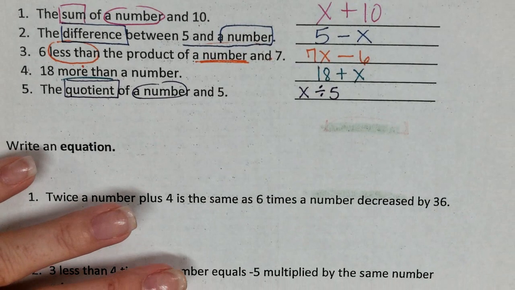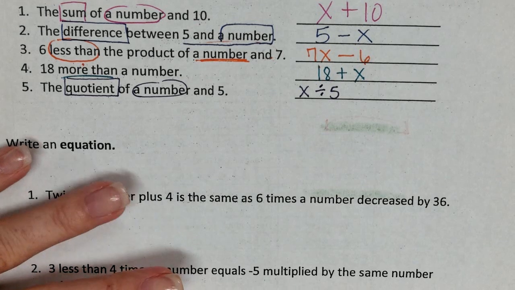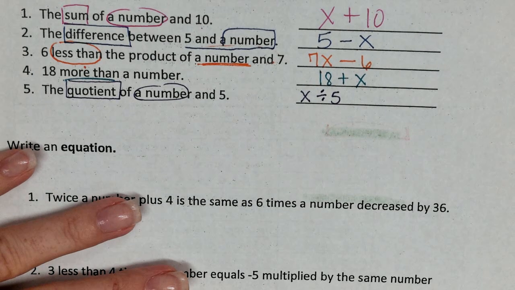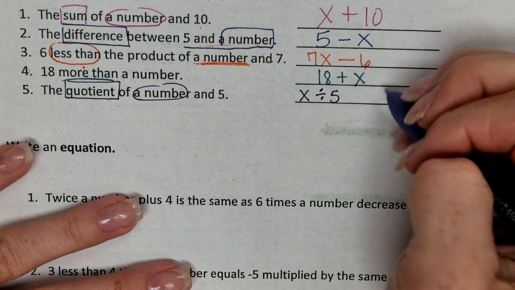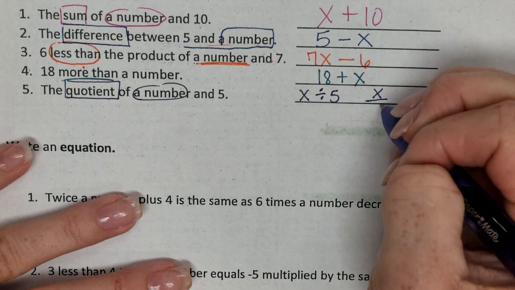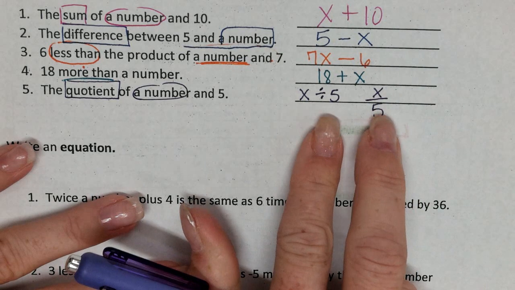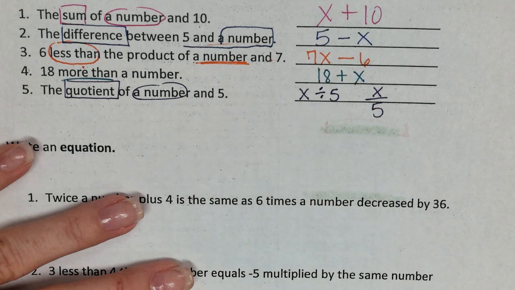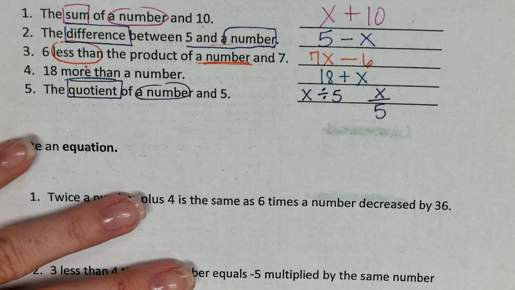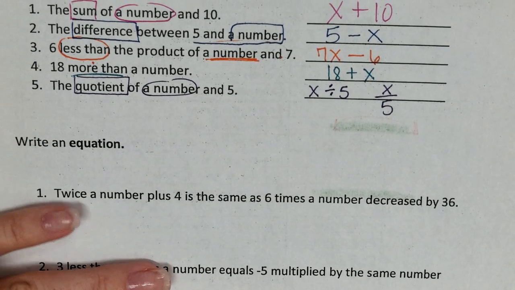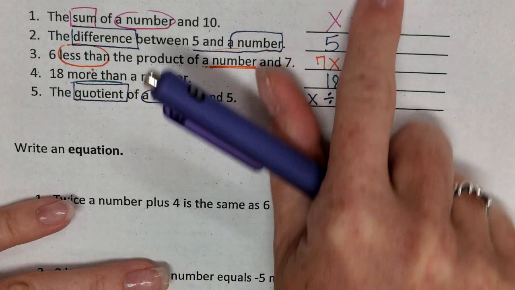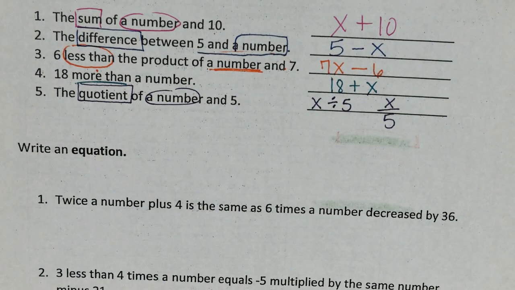That's the elementary way to write it. But we're not in elementary. So how do we write it in 8th grade math? We put it like this. X over 5. These mean the exact same thing. Are y'all okay with that? Yes or no? These are called expressions because they don't have equal signs.